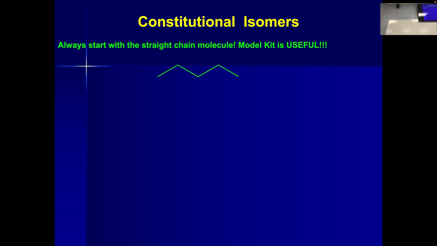But what happens if I take this primary carbon off here and I move it onto one of the secondary carbons? Is that the same? Clearly looks different, doesn't it? So I can use my model kit to figure out how many constitutional isomers I can make. Did I change the formula? No. Still got the same number of carbons and hydrogens. I just moved them around.